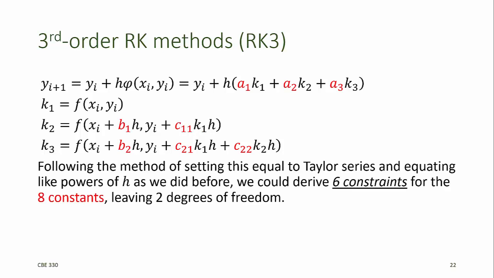The third-order Runge-Kutta methods, or RK3 methods, are derived using the same technique that we used to develop the RK2 methods. That is, we set this equation equal to the Taylor series, and then equate like powers of h just as we did before. In the case of the RK3 methods, that provides us with 6 constraints, but we have 8 constants, which are colored red here: A1, A2, A3, B1 and B2, C11, and C21 and C22. That leaves 2 additional degrees of freedom, which means that there are an infinite number of possible RK3 methods. We'll look at just 2 of them.